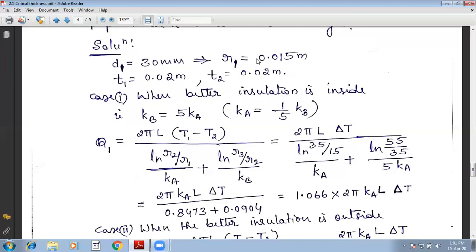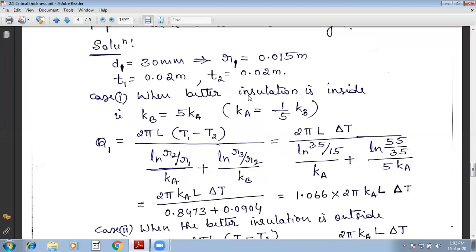Now, what is R2? R2 is nothing but R1 added with thickness. R1 plus T1 gives me R2. So, R2 becomes 0.035 meter. Similarly, R3 is nothing but R2 added with thickness. Correct? R2 added with thickness gives you R3, which is 0.035 plus 0.02, 0.055 meter.